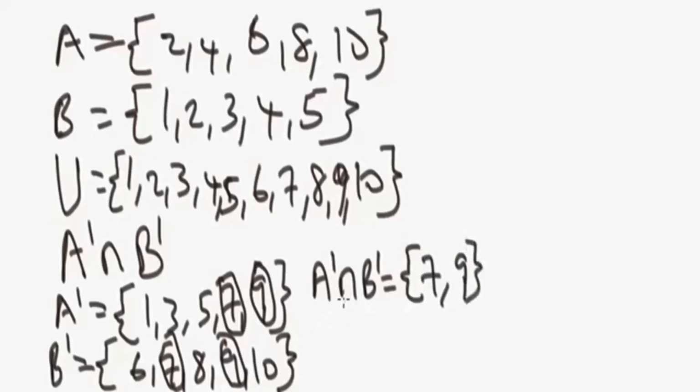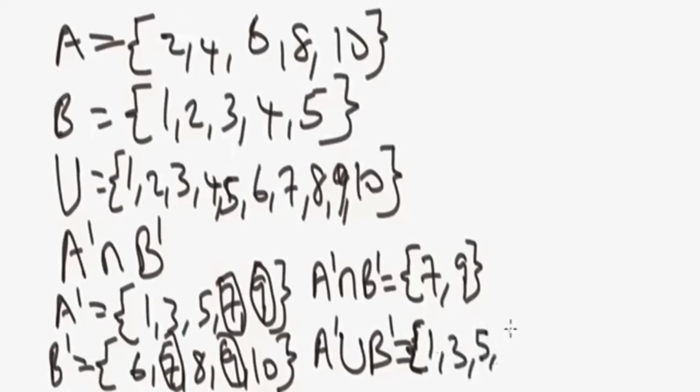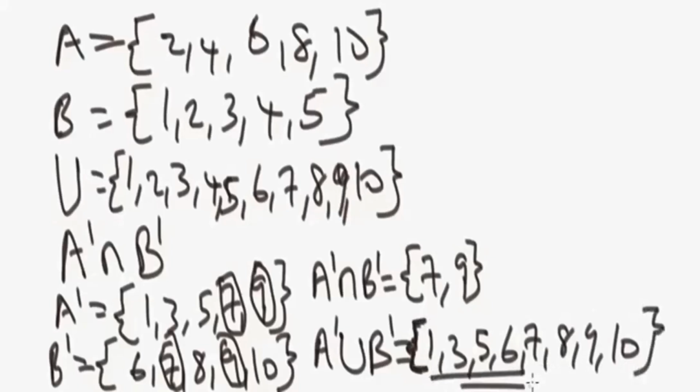What if it has to find the union? The union, as usual, between A complement union B complement will be all the elements arranged in ascending order. So we have 1, 3, 5, 6, 7, 8, 9, and 10. So this will be our union. Let's present this on a Venn diagram.